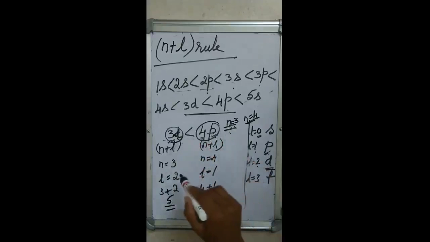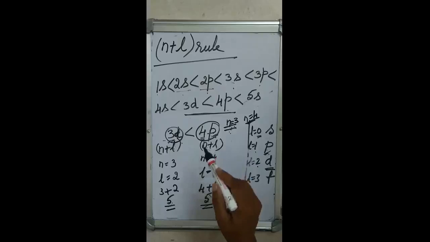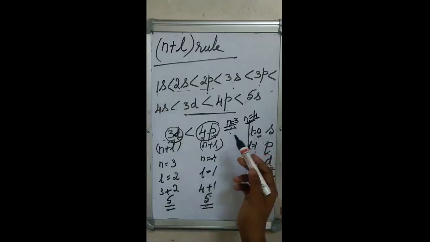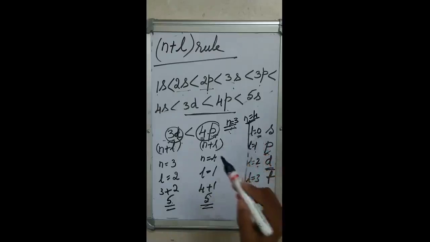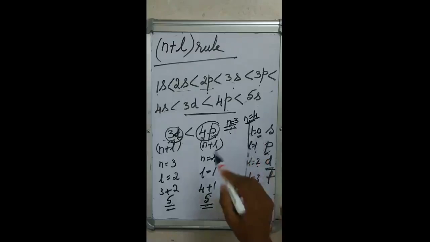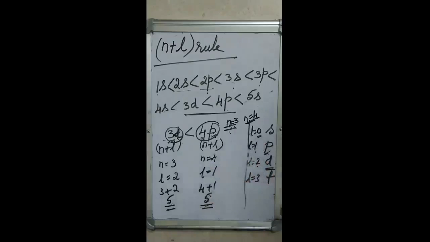That means the second rule of n plus L says that if the n plus L value is the same, then the orbital with the lower n value is considered as the lower energy orbital. I hope you understood the concept. So the energy of the atomic orbital we can decide with the help of the n plus L rule, or we can write it based on the Aufbau principle also.